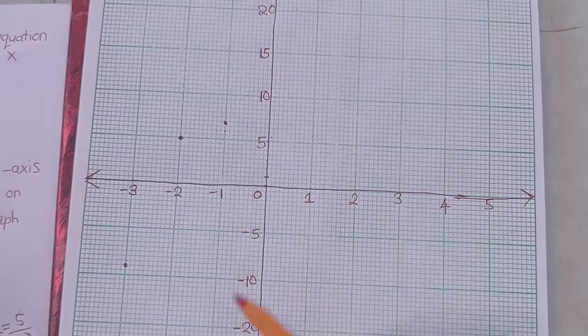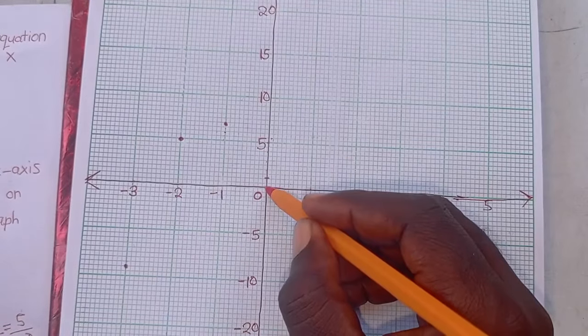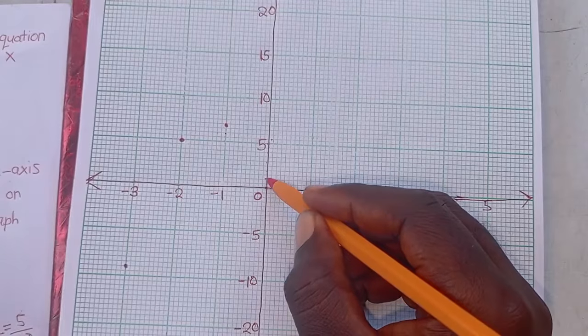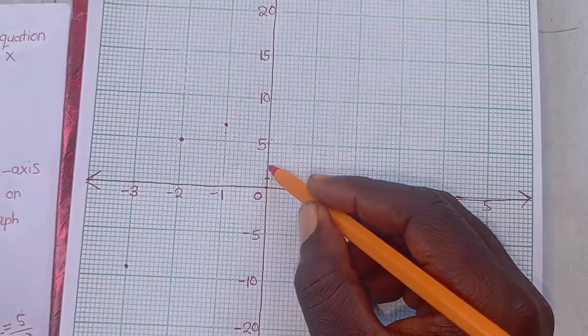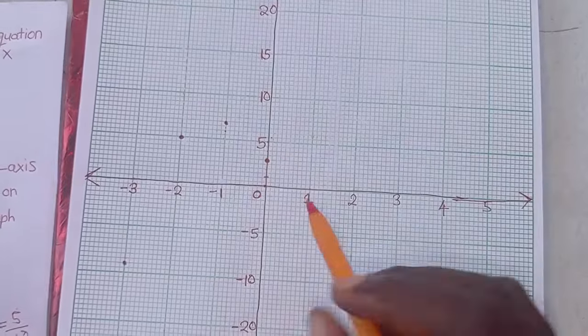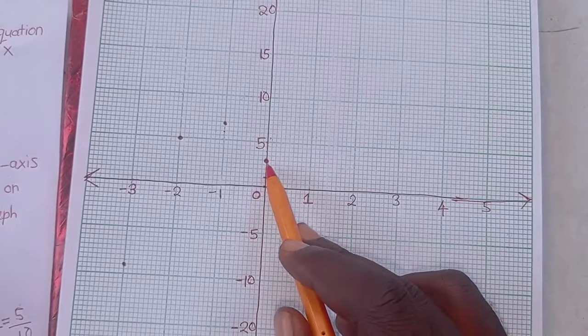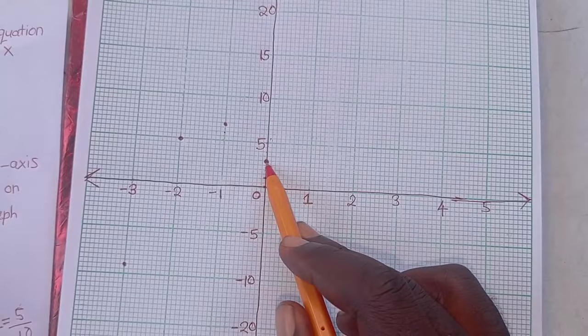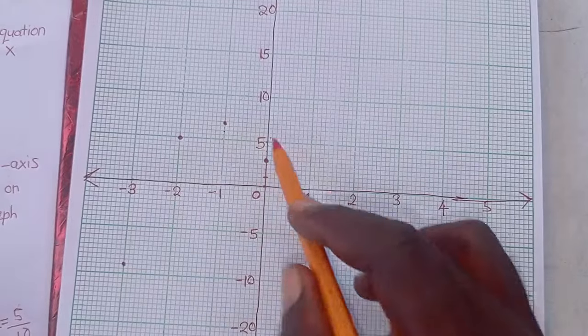I move to the next one, 0, 3. So I count 1, 2, 3. So it is there. This is where 0, 3 is. 0 on x is here, 3 on y is there. So this is 0, 3. I hope you've seen how it is.